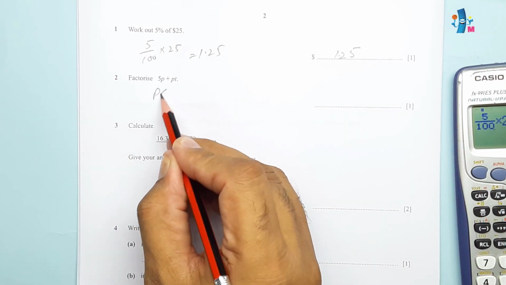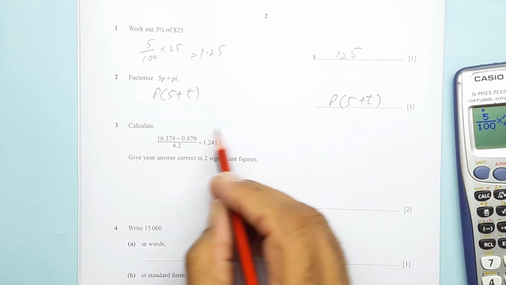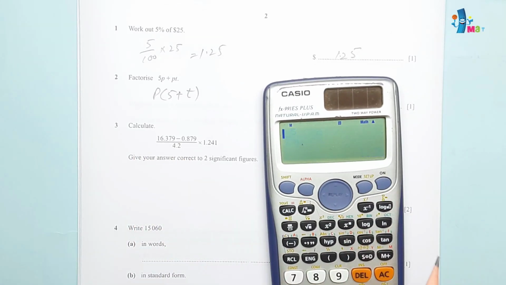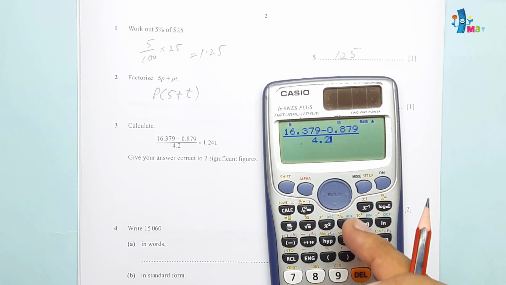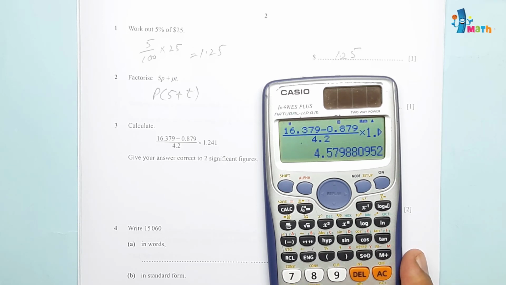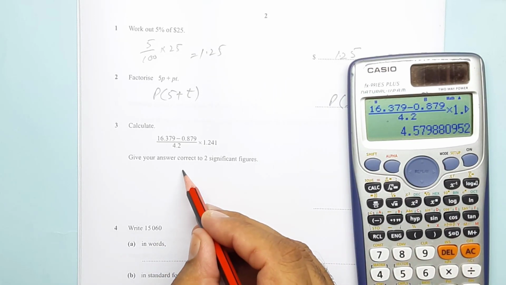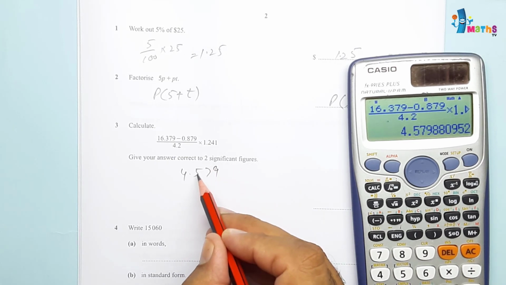Factorize, we can take p common, so inside will be 5 plus t, so our answer will be 5 plus t. So calculator use, so this will be 6.379 minus 0.879 divided by 4.2 and multiplication 1.241. This will be equal to 4.579. So they are saying two significant figures, so 4.6 will be our answer.